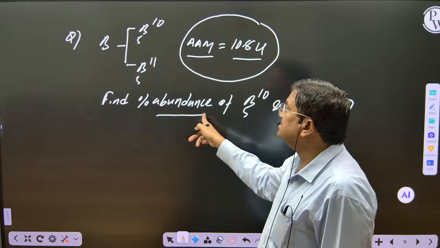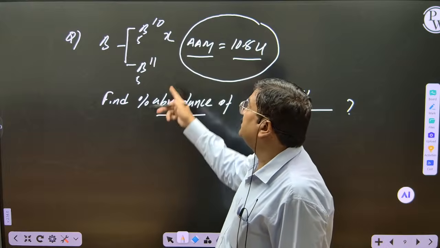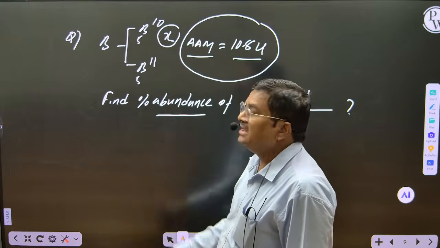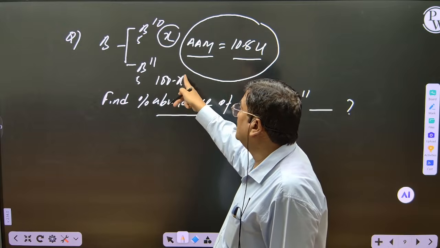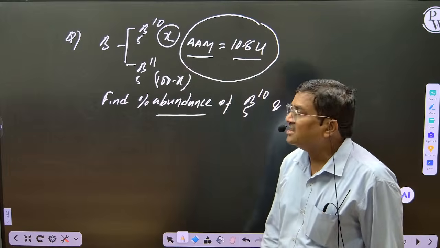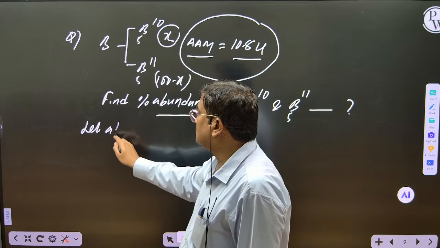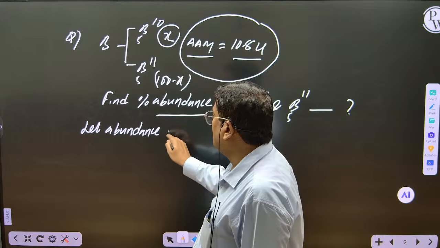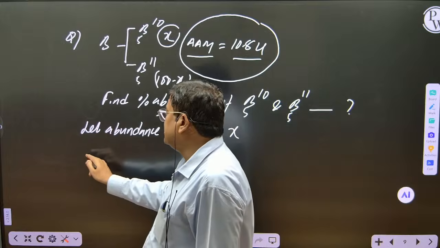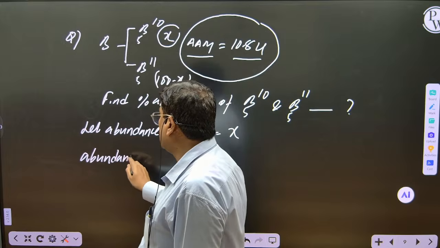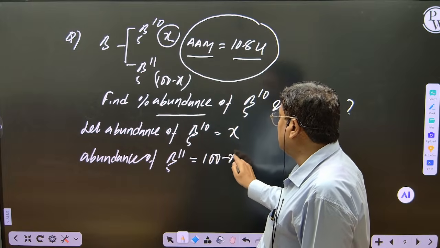Since percentage abundance is not given, let us assume the abundance of B-10 to be x. If the abundance of B-10 is x, what will be the abundance of B-11? 100 minus x, you assume. Are you getting the idea? Here make a note. Let the abundance of B-10 be x. So what will be the abundance of B-11, students? Since it is percentage, 100 minus x.